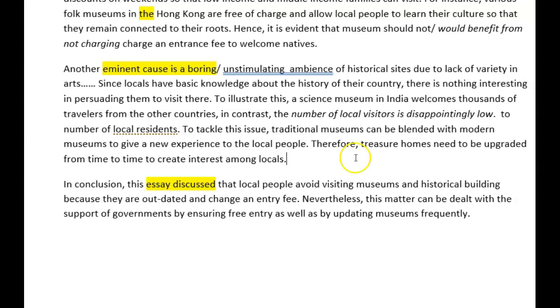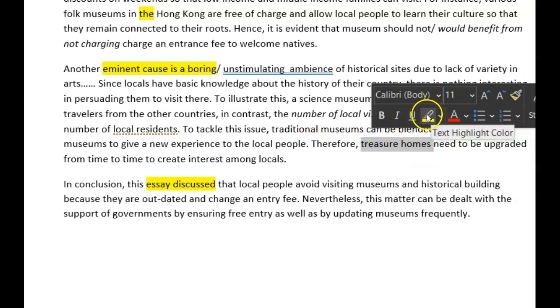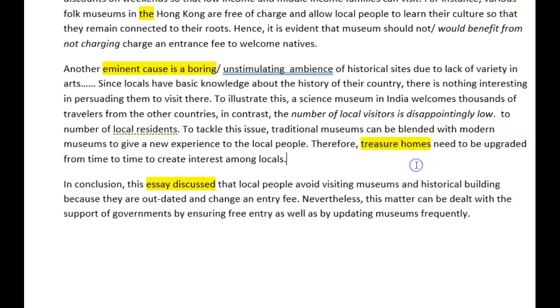"To tackle this issue, traditional museums could be blended with modern museums to give a new experience to local people." Yeah, nice idea. "Therefore, treasure homes." Is this another word for museums? Doesn't work. Well done for trying, but it doesn't really work. "These valuable institutions," maybe, or valuable educational resources, "need to be upgraded from time to time." Yes, "to create," yes, absolutely.